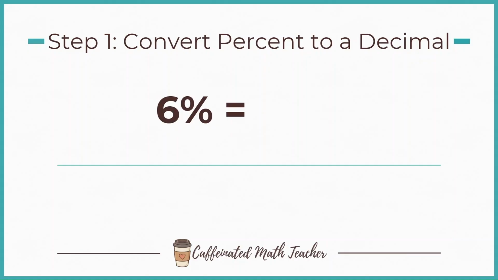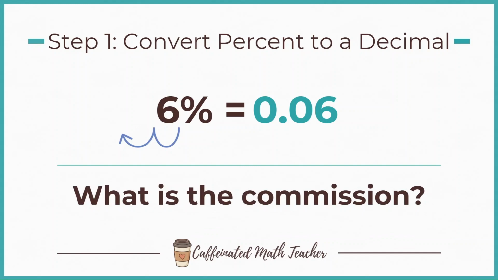So currently, we have 6%. To change this to a decimal, we're going to move the decimal point 2 spots to the left. So the decimal point is behind the 6, even if you don't see it. Percent means per 100, which is why it's moving it 2 spots to the left. It's out of 100. So it becomes 0.06 as a decimal. We're going to use that to find our commission.